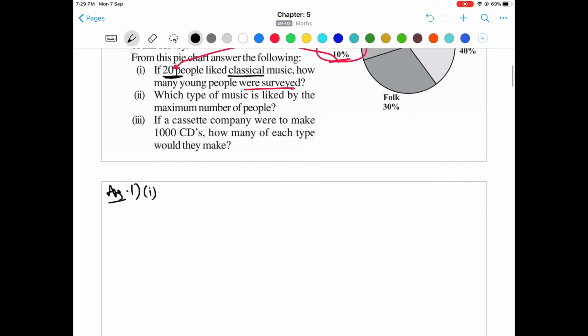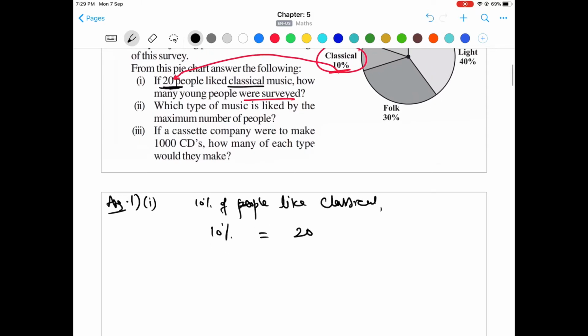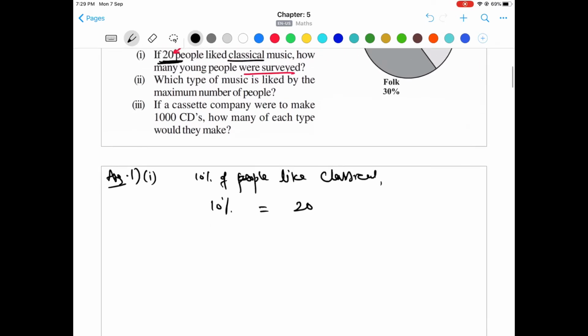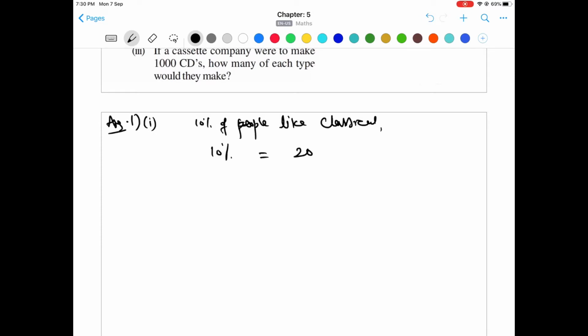Here we have 10% of people liking classical music, and that 10% is equal to 20 as given in the question here. The 10% of people liking classical music, and that 10% is equal to 20. So now we have to find its 100%.